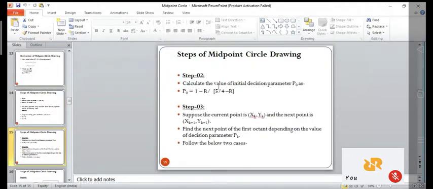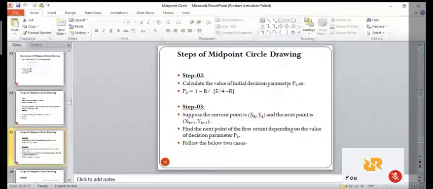Then step 2. In this step you have to compute the initial decision parameter p0. Why do we need this decision parameter? The decision parameter tells you which nearby pixel you have to choose, which nearby pixel you have to consider. For that reason the decision parameter is evaluated.